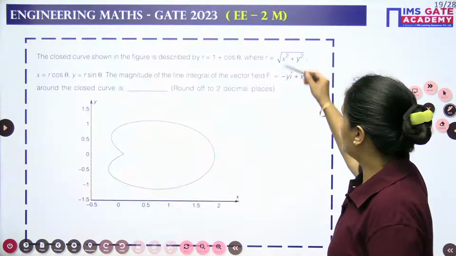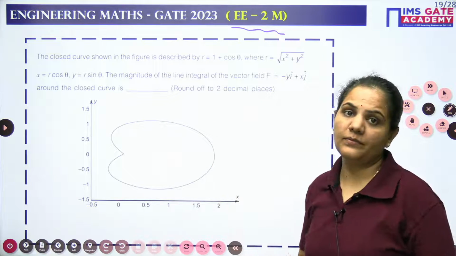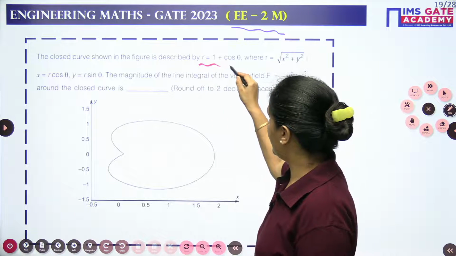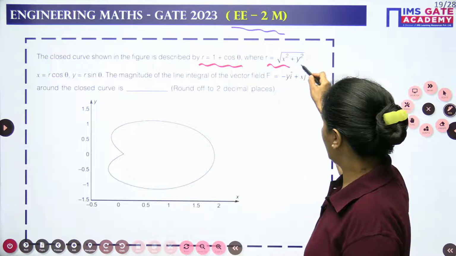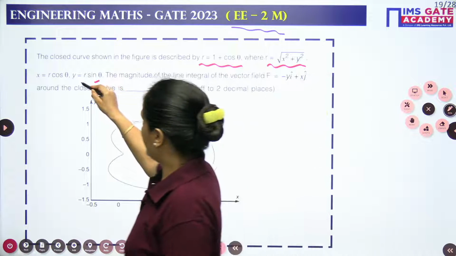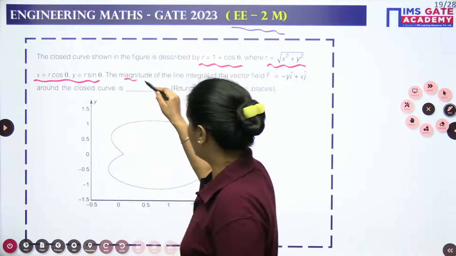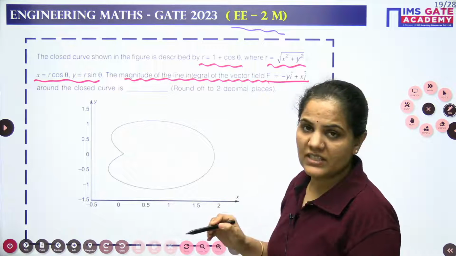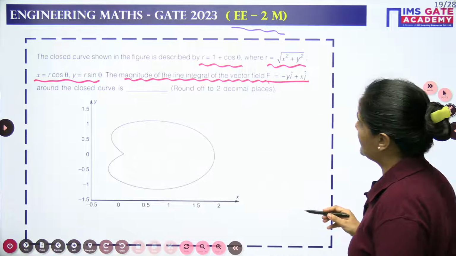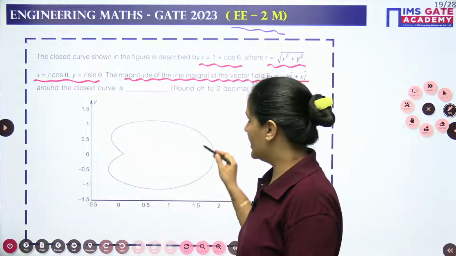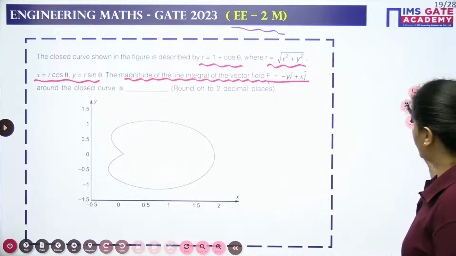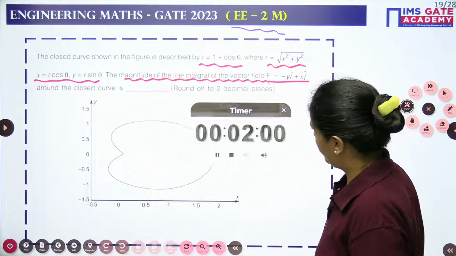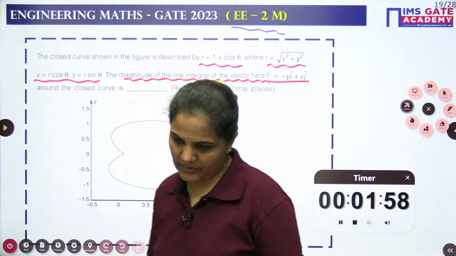Okay, now let's go with this question. This is again a good question from the EE branch, a 2 mark question. The closed curve shown in the figure is described by r equals 1 plus cos theta, where r is the square root of x square plus y square, x is r cos theta, y is r sin theta. The magnitude of the line integral of the vector field F equals minus y i cap plus x j cap around the closed curve is to be found. Let's approach it, everyone. A very good question we are having again.